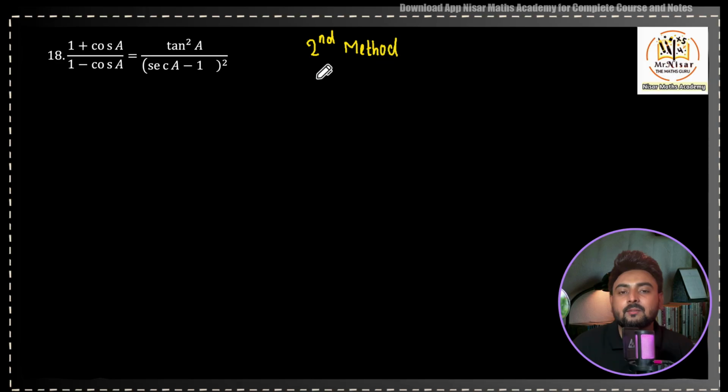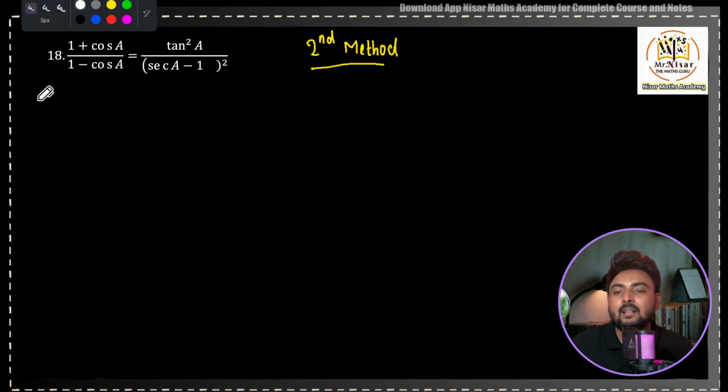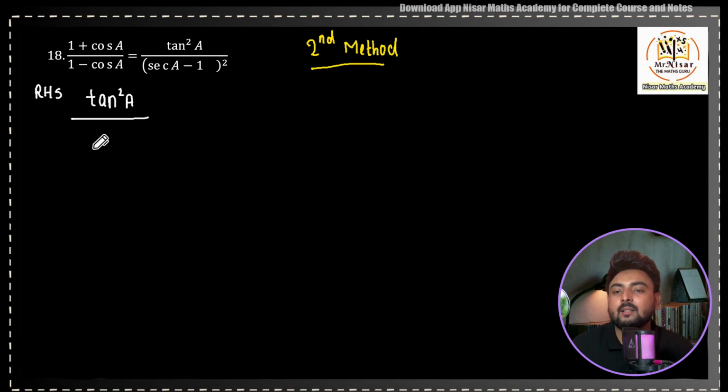Second method. Okay, so what I'll do here, I'll take RHS now. Instead of solving this by LHS, I'll take RHS and I'll try to solve this. This is tan square A. In the denominator we have (sec A minus 1) whole square.